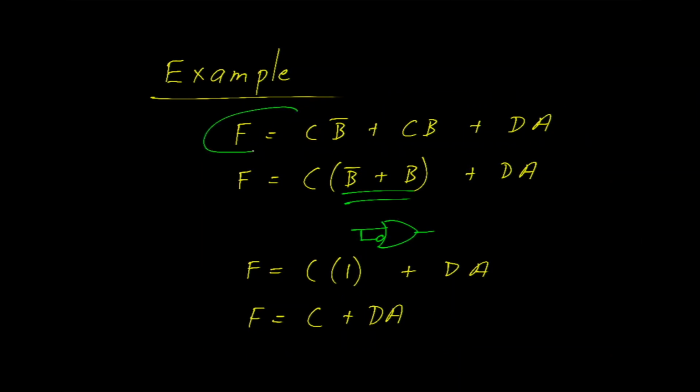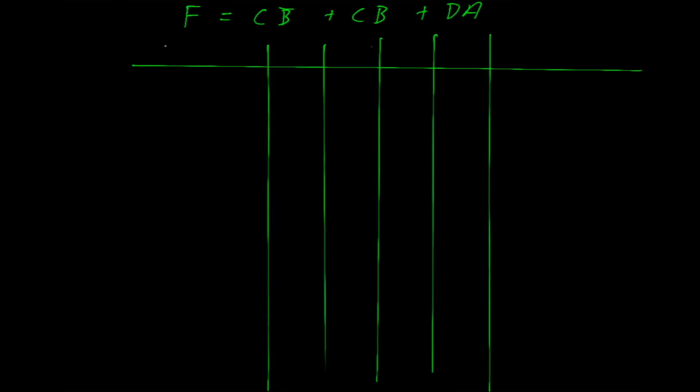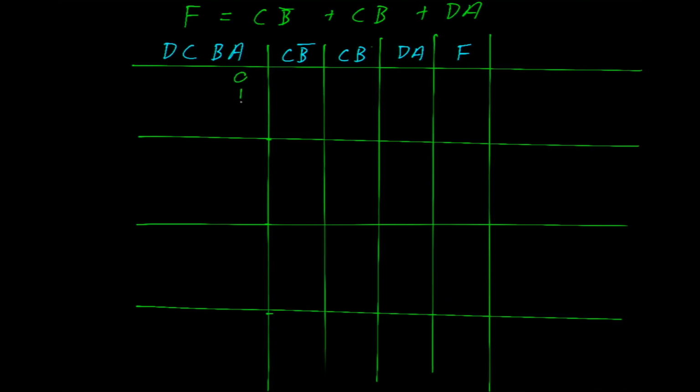For a bit more practice, and just so we understand, let's take this equation and convert it to a truth table. For convenience, we'll start by writing the equation here. That's inputs D, C, B, A. Intermediate wires CB', CB, and DA. And finally output F. 0, 1, 0, 1.